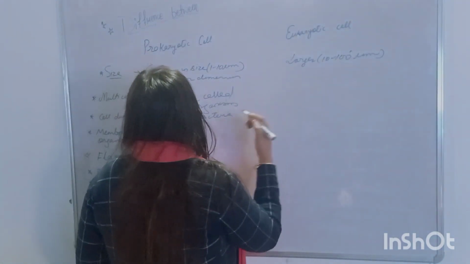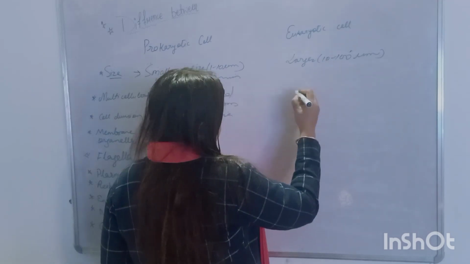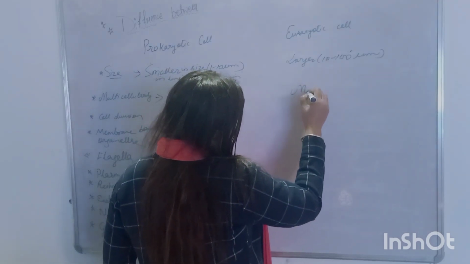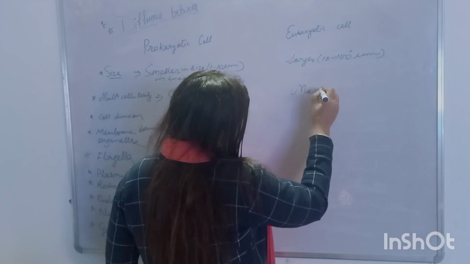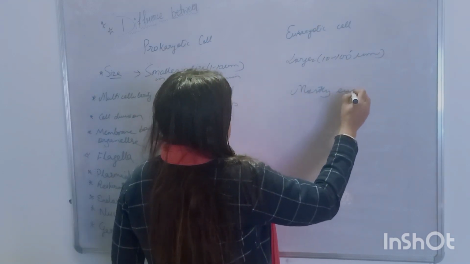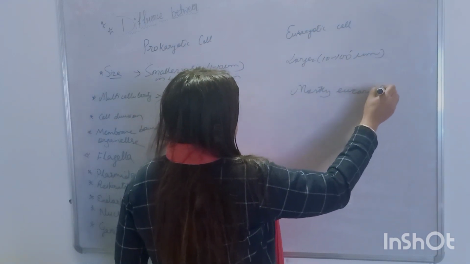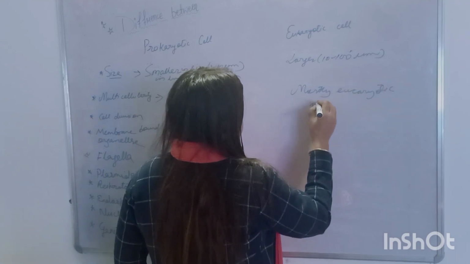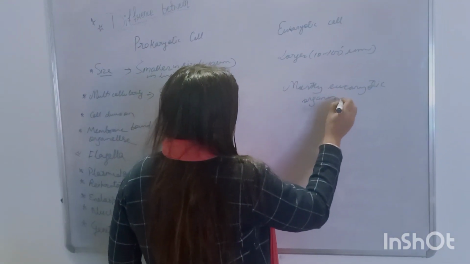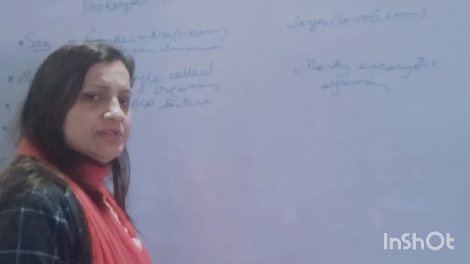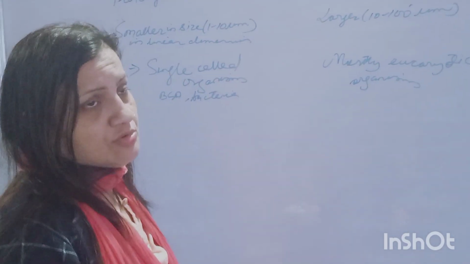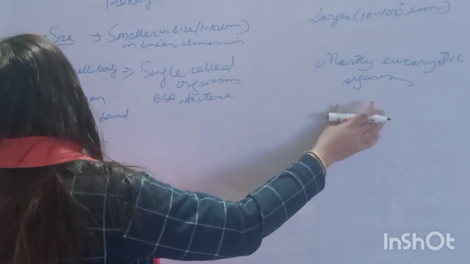And multicellular organisms are mostly eukaryotic organisms. It means they possess large numbers of cells, even billions of cells. Plants and animals are these multicellular organisms.